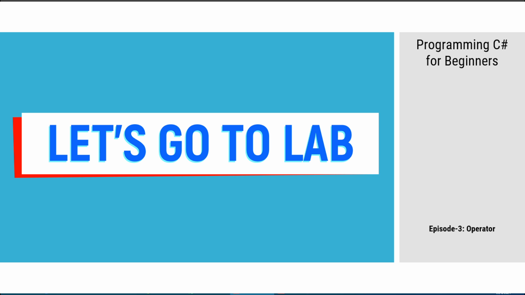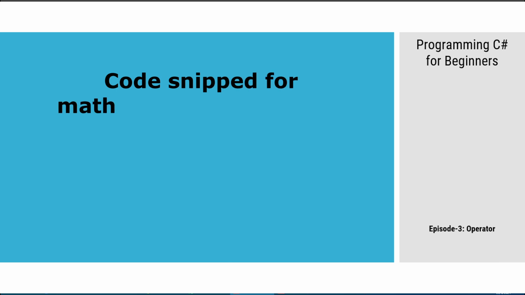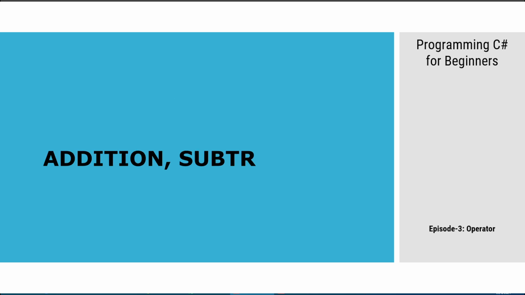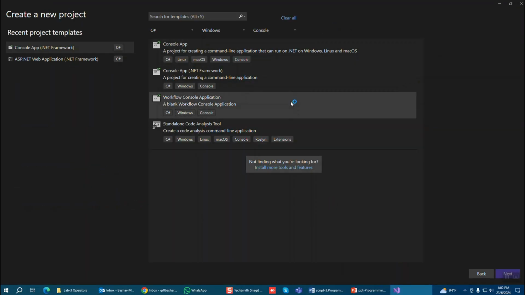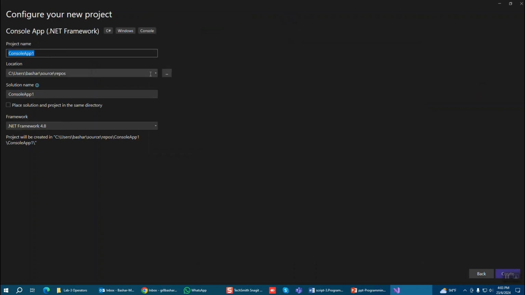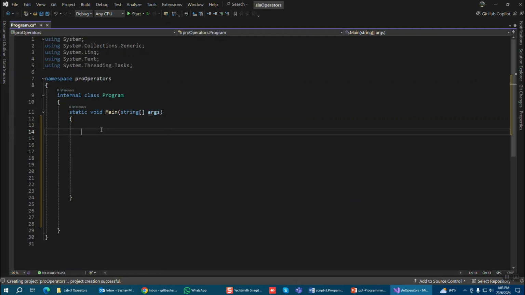Now I want to demonstrate the operators with some examples. Let's verify how to calculate numbers with arithmetic operators. Here I will show addition, subtraction, multiplication, division and modulus. Let's start Visual Studio 2022. First I will show addition.